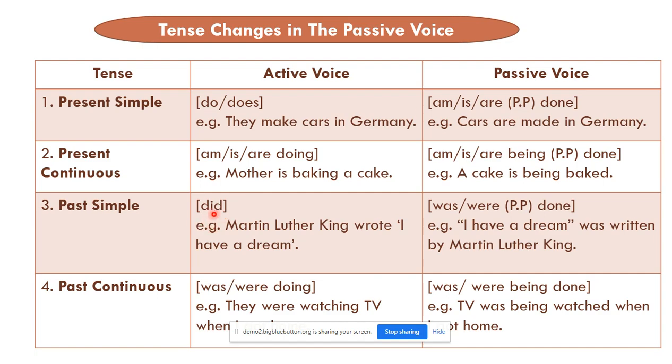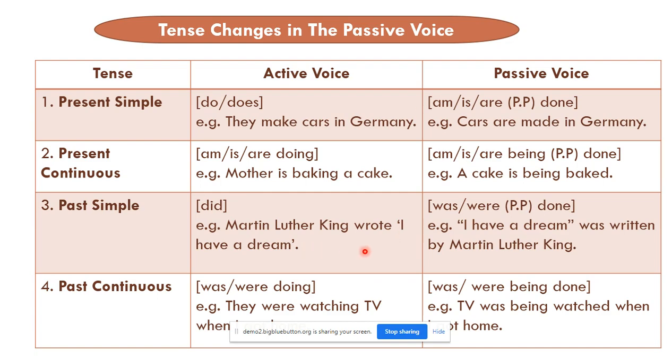Our verb is did, the second form of the verb. The example: Martin Luther King wrote, "I have a dream." Martin Luther King is the subject. Wrote is the verb, in the past tense. "I have a dream" is the object, the recipient. I mean the speech itself.